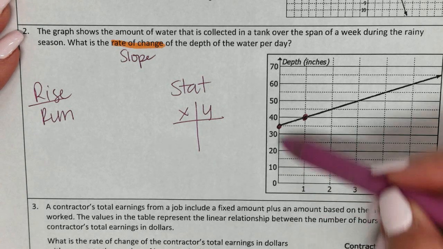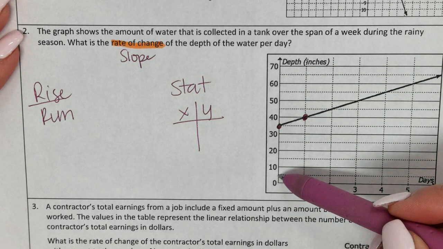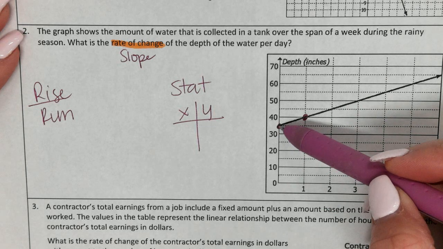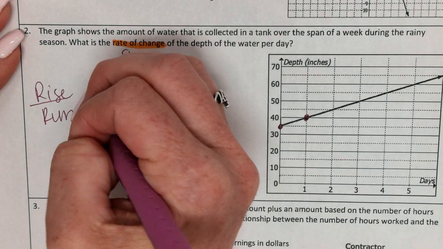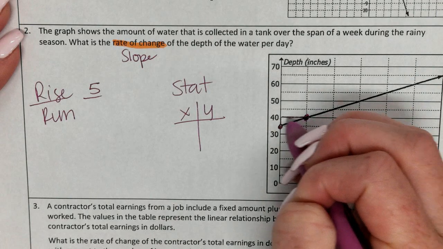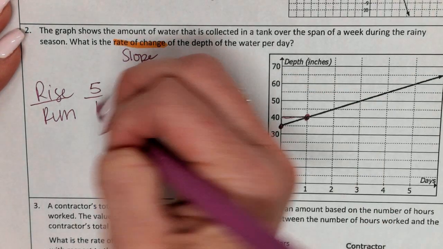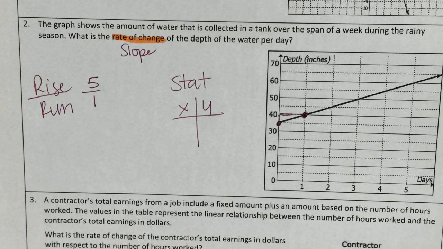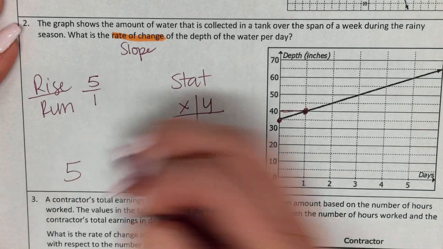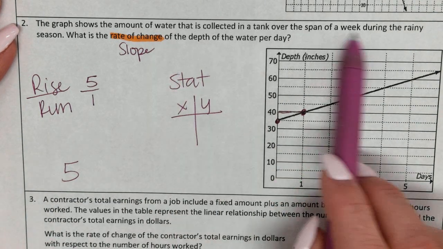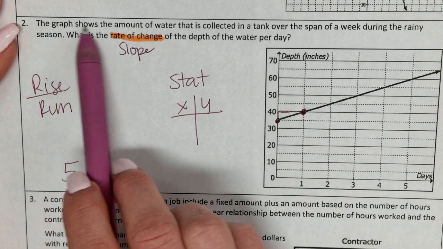Remember that if you do rise over run, you have to count by what they are counting by. So if I look at the y-axis from here to here, that's 5. So they're counting by 5. So my rise is 5. My run is from here to here, which they are counting by 1s. So 5 divided by 1 is 5. And they're talking about, what is the rate of change?